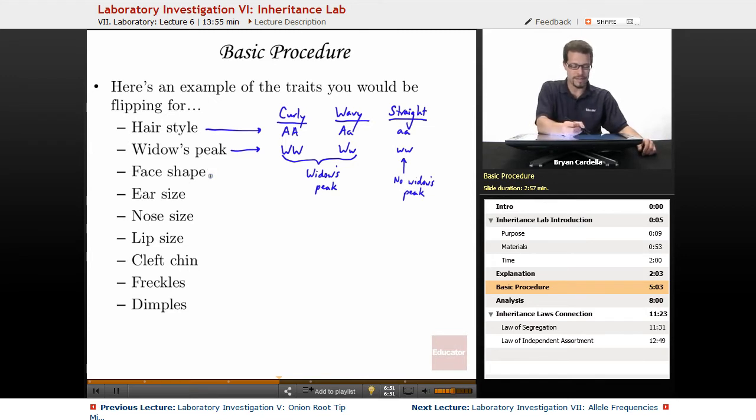Now with face shape, it could be round or more squared off. Ear size, large, medium, small. So you actually have 3 there. Nose, large, medium, small. Lip size, large, medium, small. Cleft chin could be something like widow's peak, where homozygous dominant, heterozygous give you that little dimple. Some people call it a butt chin. I have a slight one, but it's hard to see because of my goatee. Freckles is another one where just one dominant allele could give it to you. So that could be where there's only two options: freckles with at least one dominant allele, or no freckles. Dimples could be the same case.